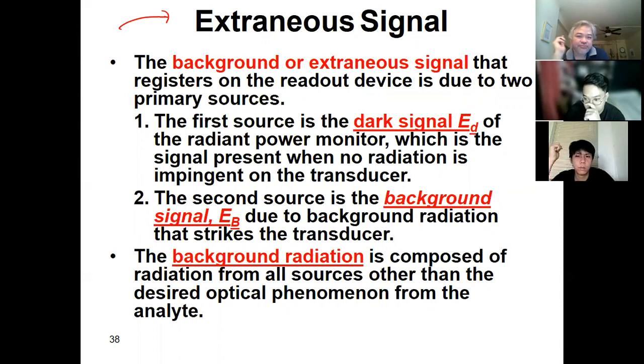Now, the presence of these extraneous signals is common. Why? These signals can come from what? The term we learned here, the concomitants. Where else? What other sources of extraneous signal can there be? Stray light, sir. The room light.